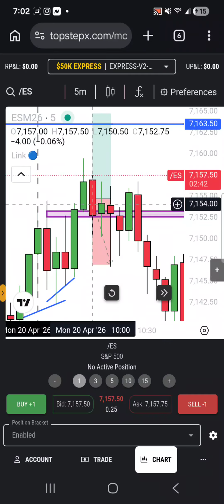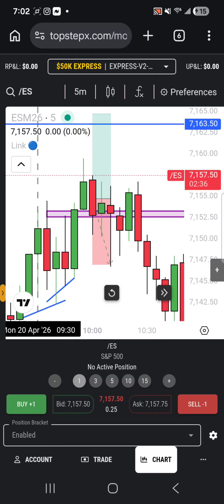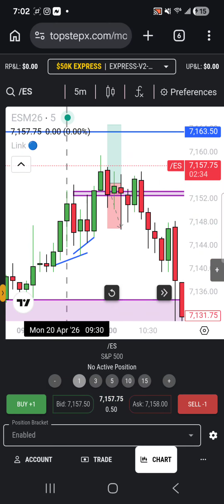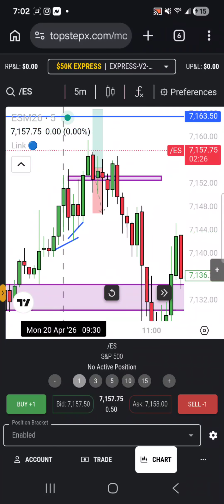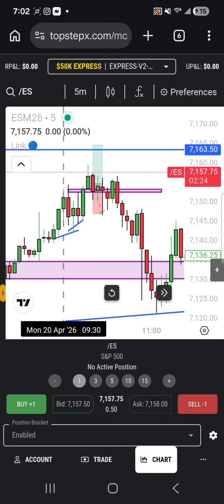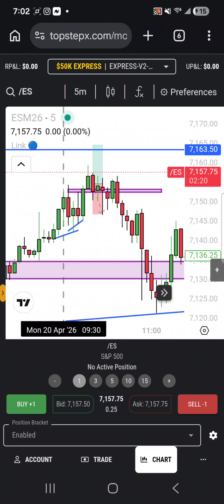I believe I entered after this reaction, the reaction off of this bullish fair value gap. It was pretty nice, not a crazy trade, but unfortunately, as we can see, we lost that one pretty fast.